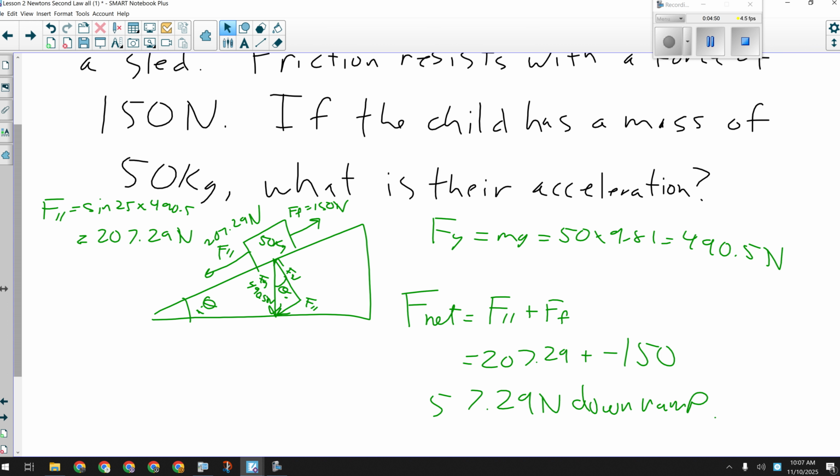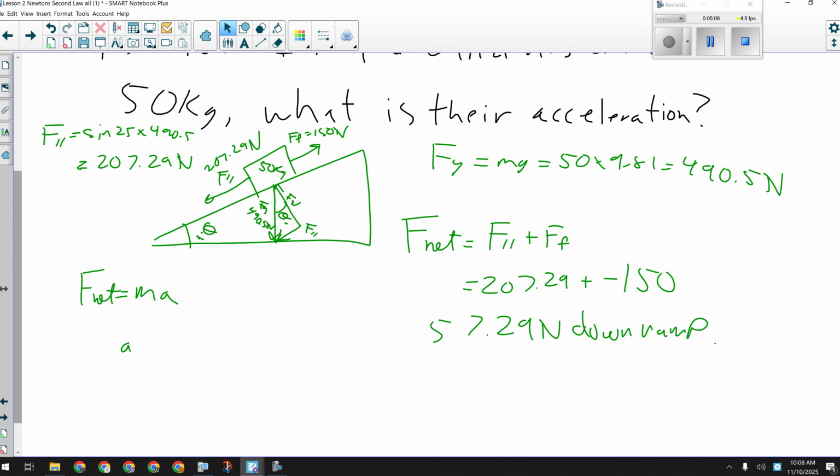The question wants to know the acceleration of the child. That's where I go back to this. We talked about this last week a ton of times. Every question is going to require you to do the vector sum of all forces and then m times a, or m times a and then the vector sum of all forces. They're always going to be part of every question. So acceleration will be F net divided by m, so that'll be 57.29 divided by the mass of the child, which was 50 kilograms.